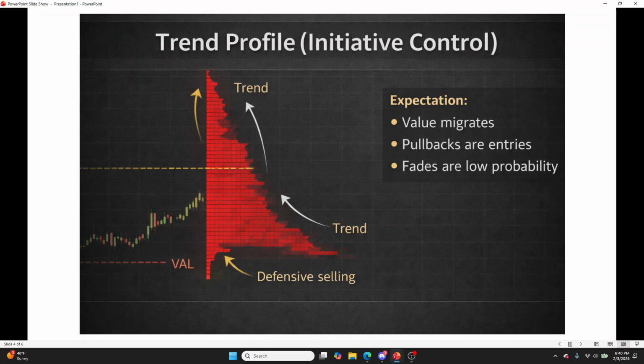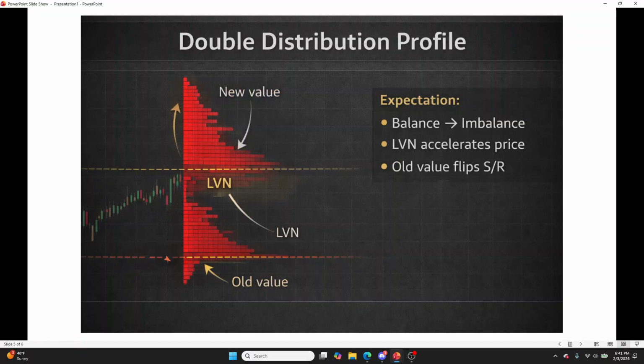Here, the value migrates. And there's a difference because you're going to have volume that was already high. You're going to get more volume along the way. And then what will be a low volume node will probably turn into a high one, just because it was already high to exist. When you're in this state, pullbacks are your entries, comparable to targeting a discount or a premium. Pullbacks are your entries within this state, and fades are super low probability. It is rare to see this, but you will.